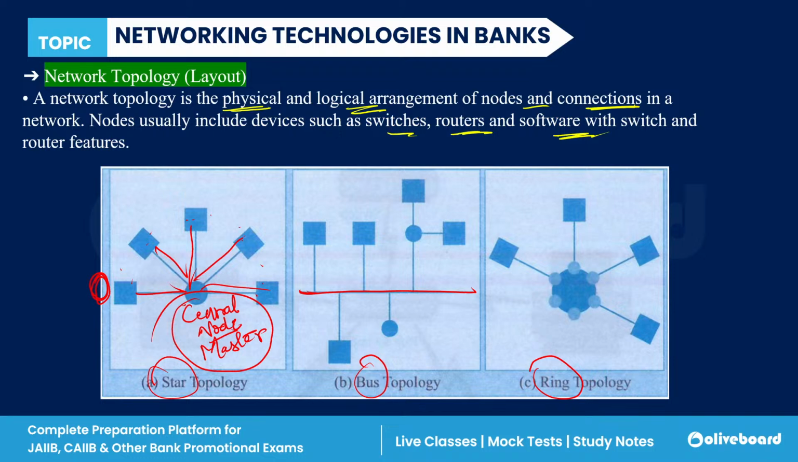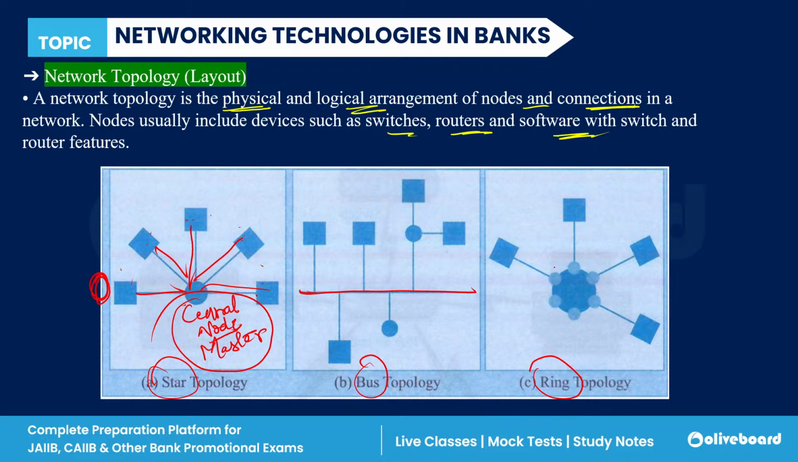In bus topology, if one workstation fails, it will not affect the entire network. If one fails, it will not affect the entire network. Clear? Now, third is the ring topology.